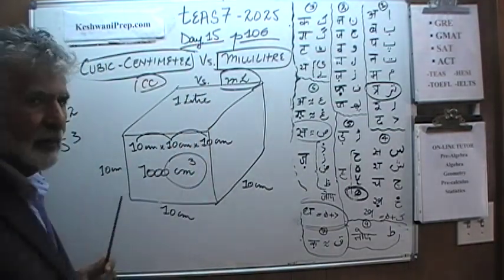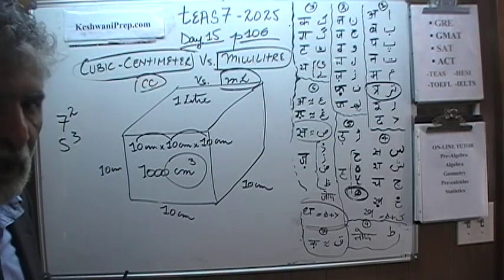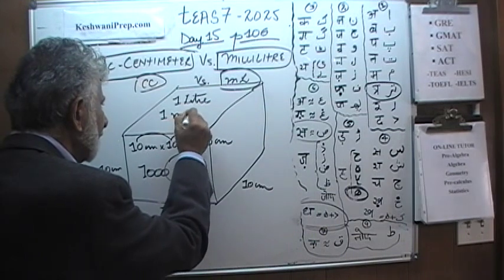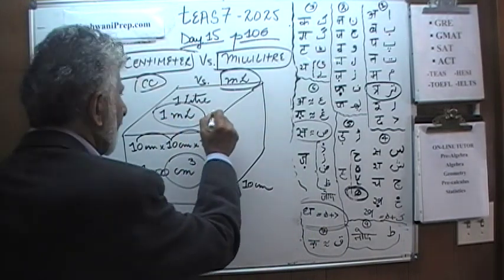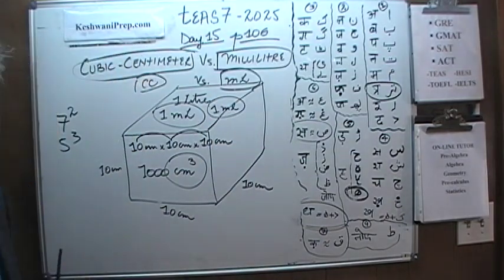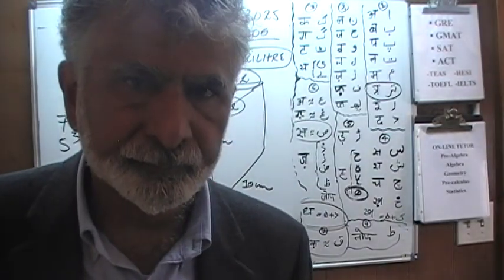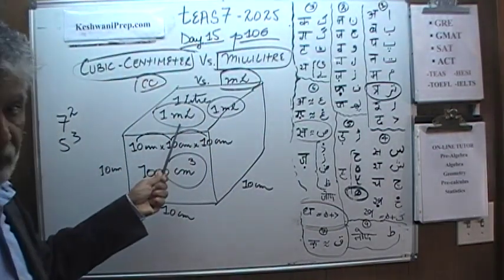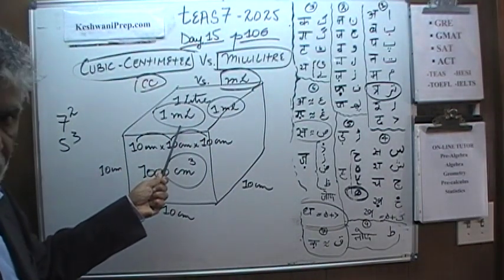And if you divide that amount of liquid into 1000 equal parts, then each part is called 1 milliliter, or if you like, 1 ml, same thing. Because milli means 1000th of something. Therefore, 1 liter must have 1000 of these. Are you with me? One more time.